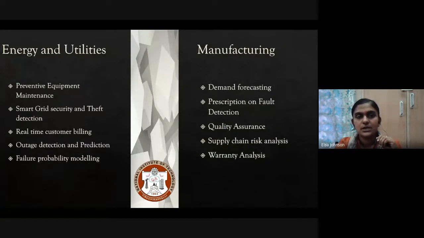Next, energy and utilities. So preventive equipment maintenance, that is one of the things where data science is used heavily. And this has helped to get rid of many of the losses due to equipment downtime. Then smart grid security and theft detection has been implemented in many cases.